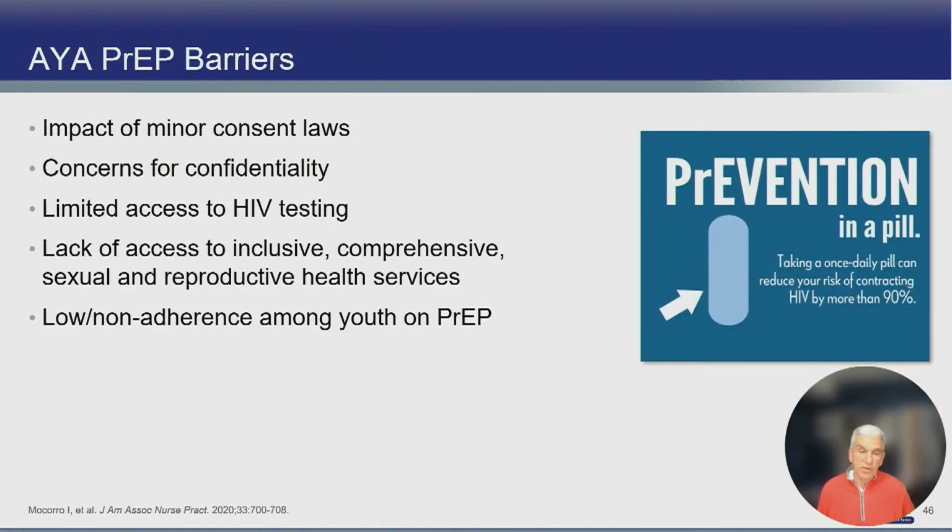PrEP barriers. There's impact to minors for being able to choose these regimens. Concerns for confidentiality, limited access to testing, lack of access to inclusive, comprehensive sexual care, and low adherence among youth on PrEP. So this is going to be a very important thing for you to anticipate and try and deal with on a system-wide level, not just in your clinic.